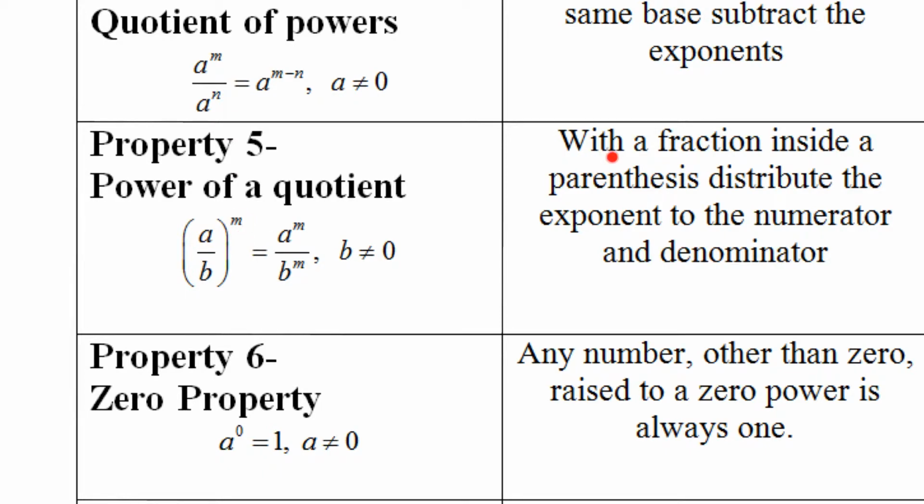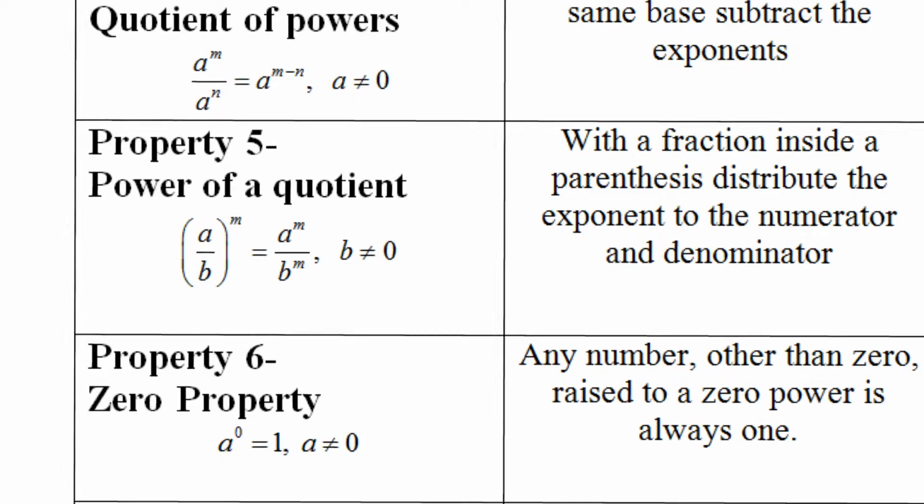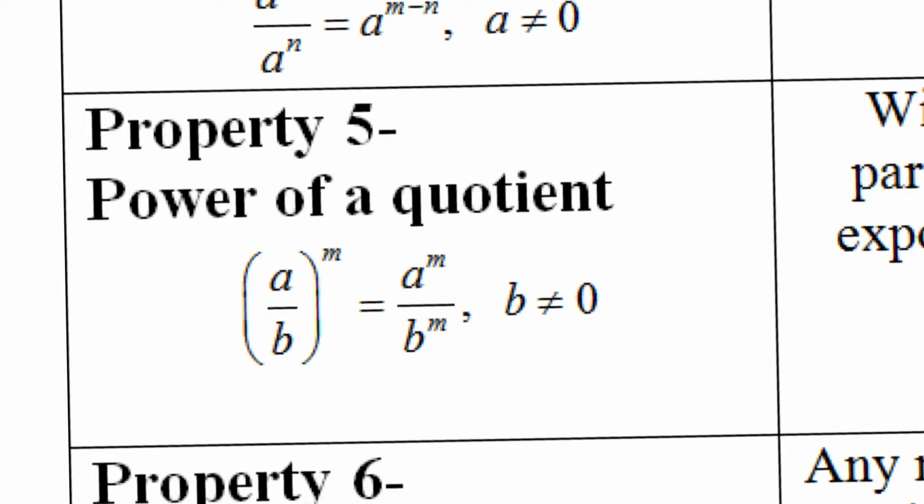Now here, with the fraction inside of parentheses, distribute the exponent, the one outside of the parentheses, to the numerator and denominator exponents. So what this means is you guys will look at the exponents of each base inside of the parentheses. So let me just zoom in here so you can actually look at this a little bit better. A inside the parentheses has an invisible 1 exponent. B has an invisible 1 exponent. So you guys are going to multiply the one outside, this one, times the one inside. So 1 times m is m.